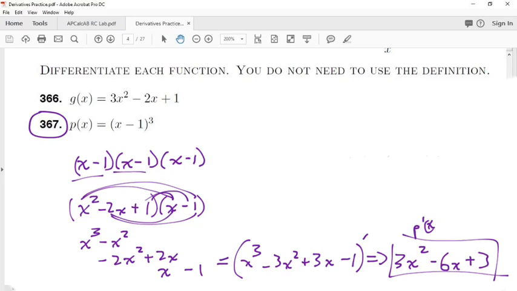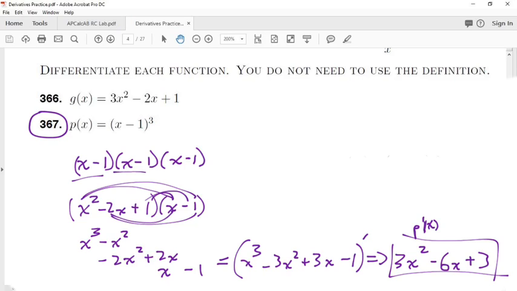Now you're all like, well, show me the shortcut. Okay, I'll show you the shortcut. The shortcut is called the chain rule. What you're doing is first taking the derivative of the outside function, and then you take the derivative of the inside function. There's an outside and there's an inside function. The outside function is this third power.